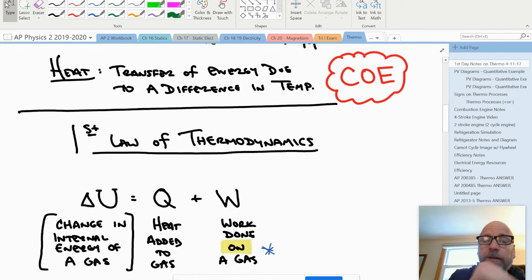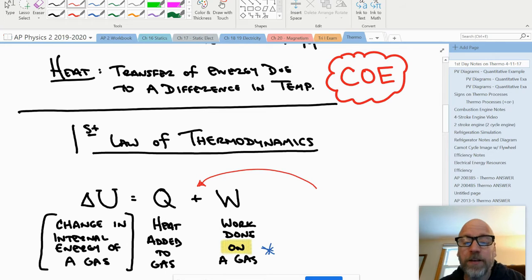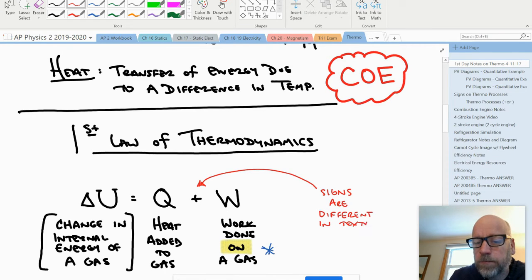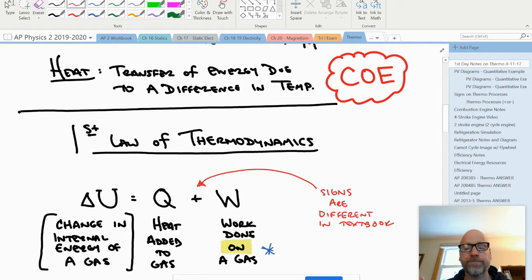Now, I have to tell you that the sign in our textbook is different. They use a negative sign. Relax. This is the way we should treat it. Okay? So if you read ahead, the signs are different in the textbook. It's okay. You got this. So ΔU equals Q plus W.